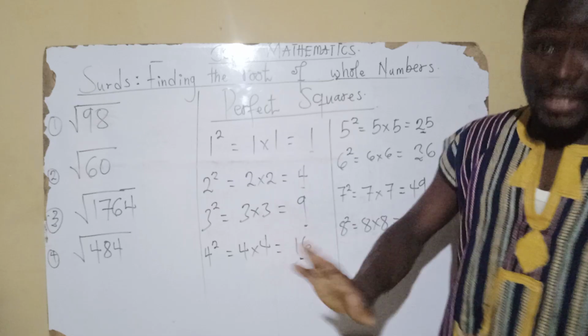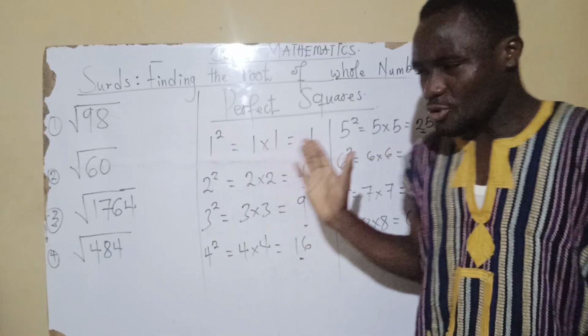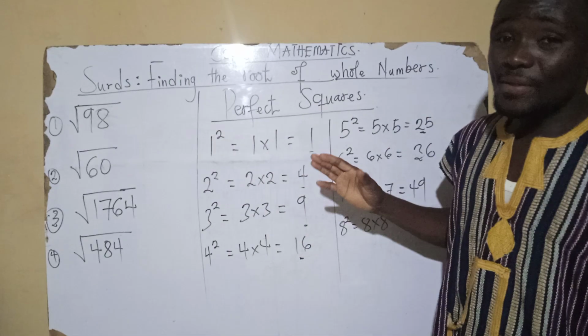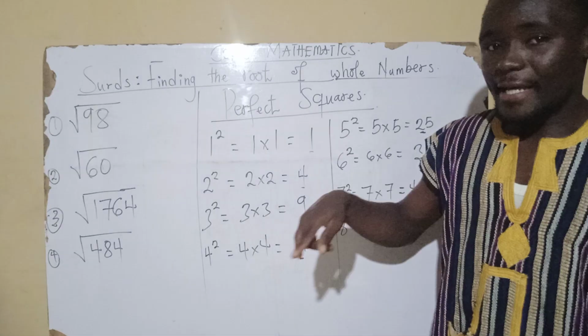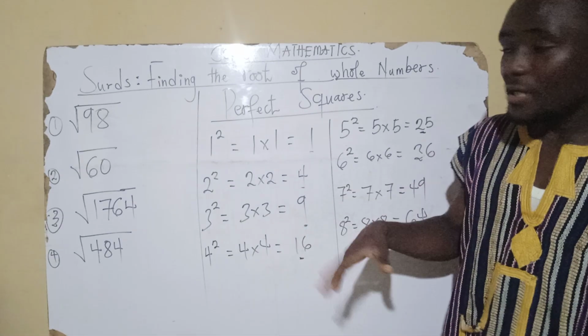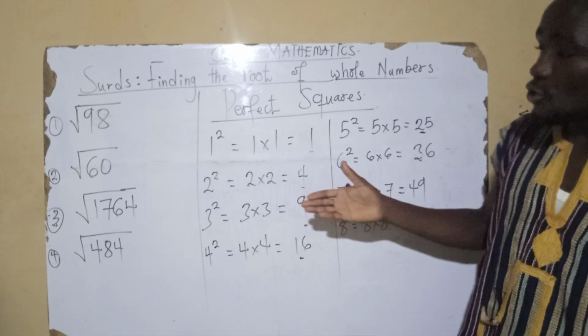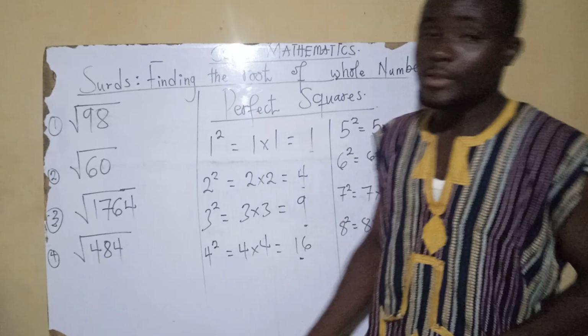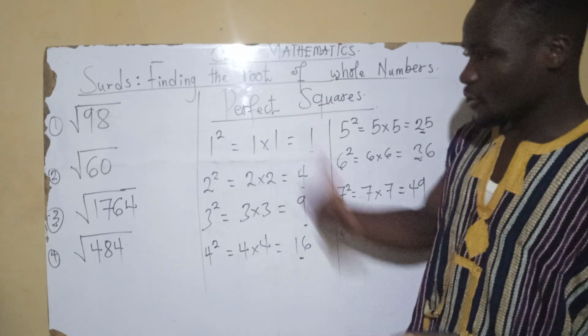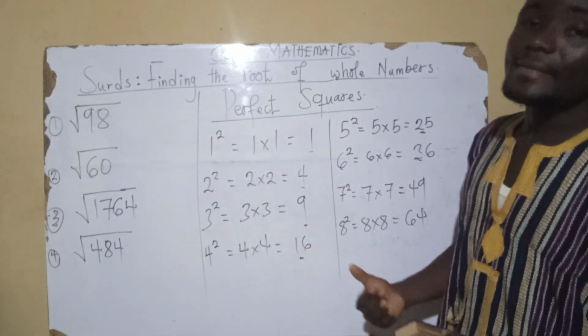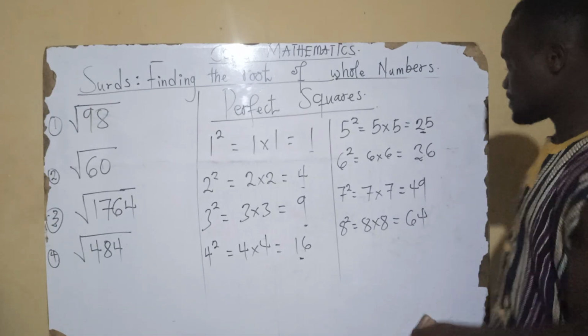So now, I believe you understand perfect squares. We are going to employ the idea of perfect squares to solve these problems. I believe you are good. So let's start and solve them one after the other.